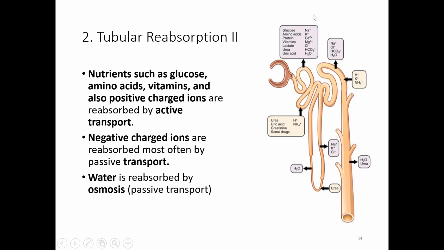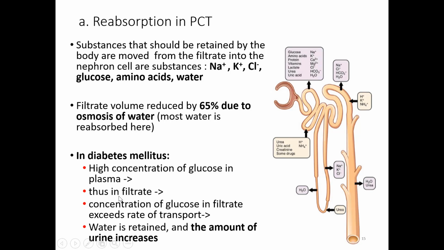Nutrients such as glucose, amino acids, vitamins, and positively charged ions will be reabsorbed by active transport, which means using ATP energy, while negatively charged ions and water will be transported by passive transport. For negative ions, it will be diffusion. For water, it will be osmosis.